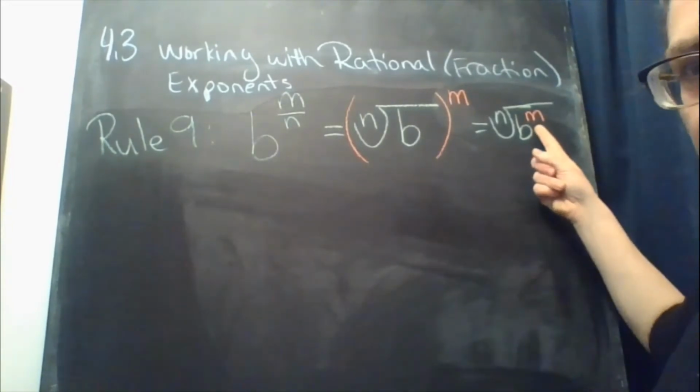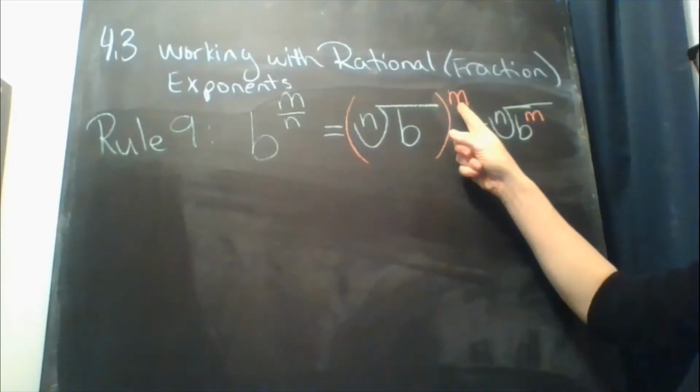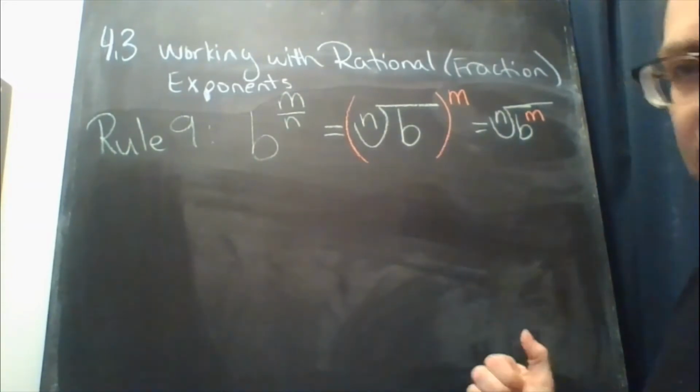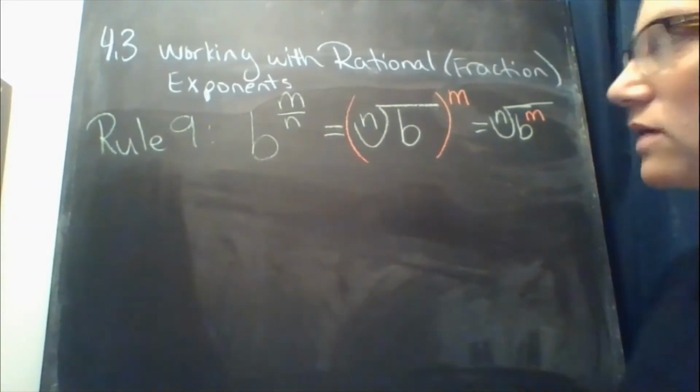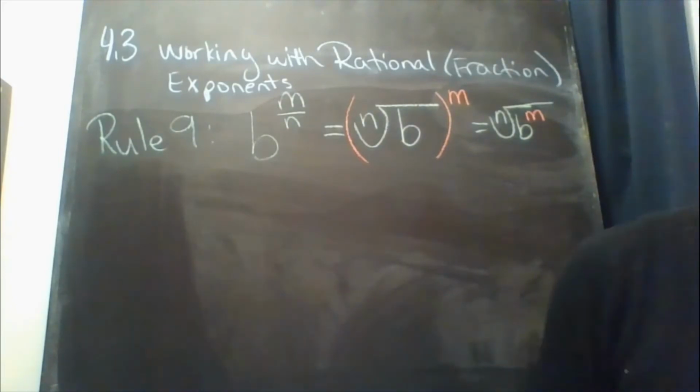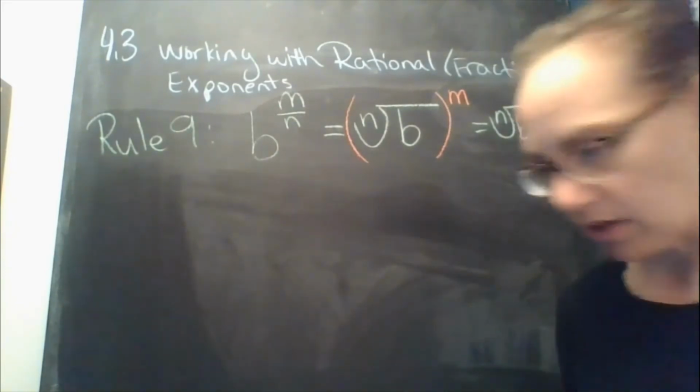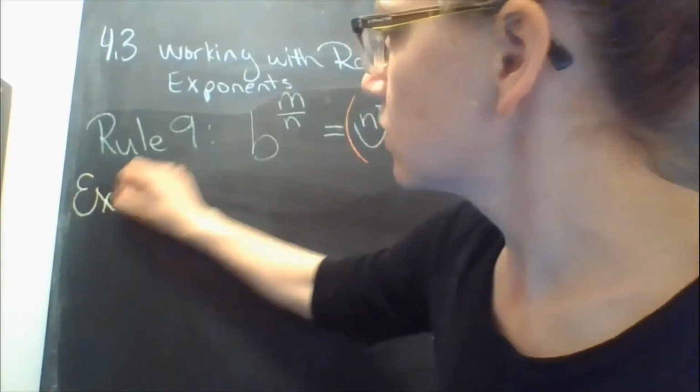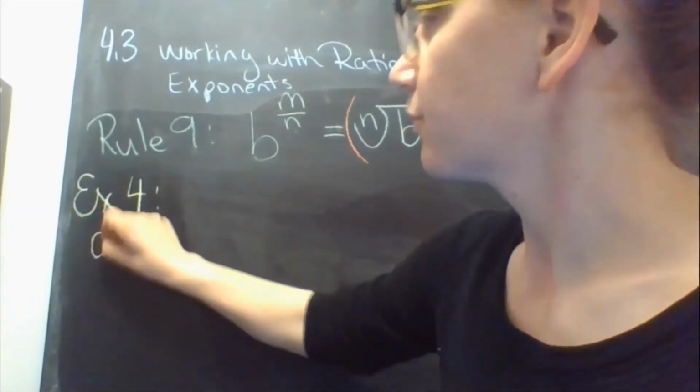So you might see it under the root. You might see it outside the root. It means the same thing. Okay, so let's do some examples with rule 9. So if I said, what example am I on? Example 4? Sure, let's say it's example 4.